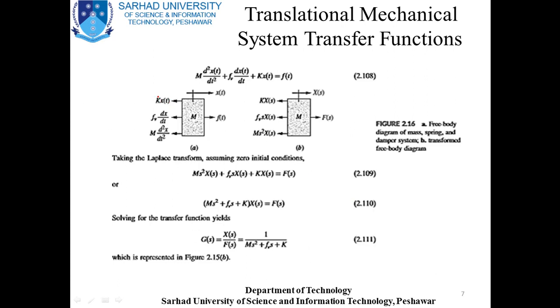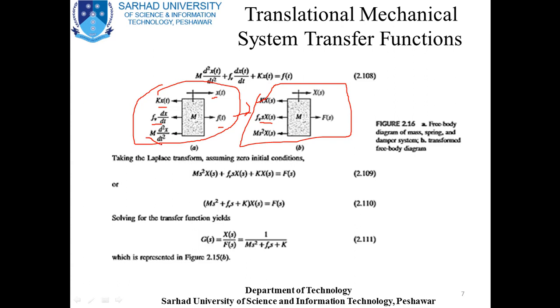So let's consider this diagram. This is mentioned in the time domain. The question was given in the time domain, so I have converted it into the frequency domain, or you can say the S domain. F of t becomes F of s, x of t becomes X of s, k x of t becomes k X of s, f of the derivative of x becomes f s into X of s. Similarly, m double derivative of x becomes m s square into X of s.